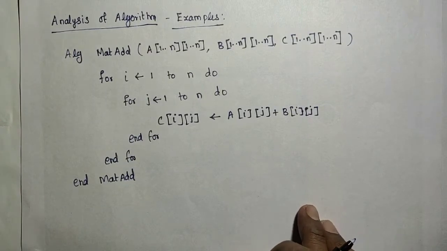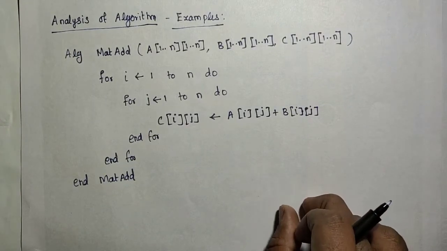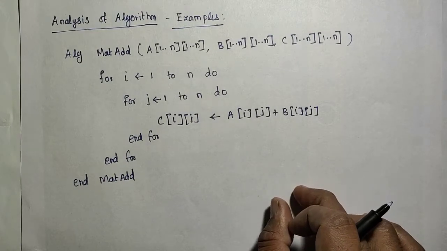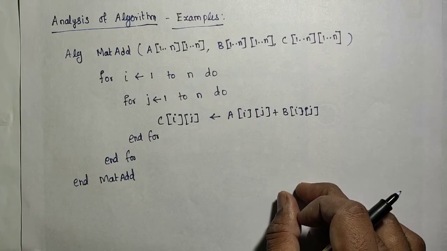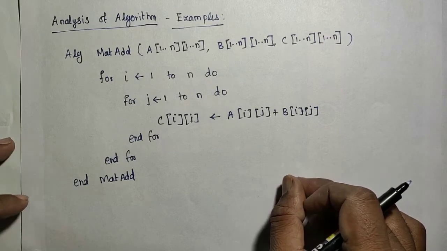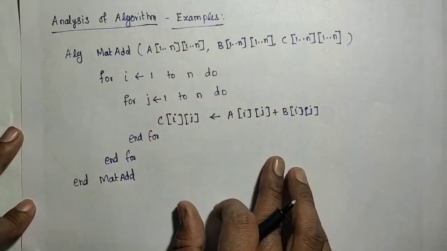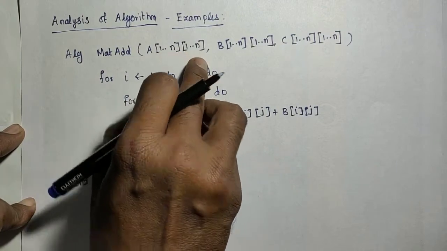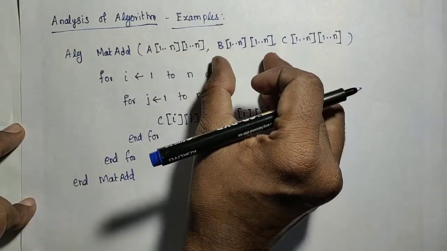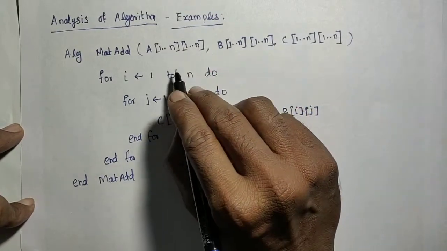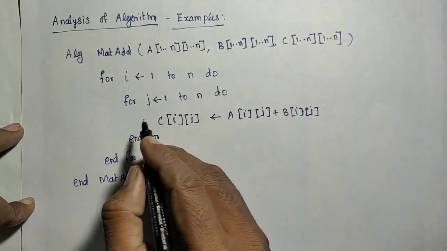Consider this example, matrix addition, because it contains a nested loop. How to analyze this algorithm? In matrix addition, the input is two n by n matrices. So assume the input matrices are square matrices, so the dimension is n by n. Here A of 1 to n, 1 to n, these are the indexes, the input; another input B; and C is the output, which is going to store the sum of matrices A and B. It's a very simple algorithm.